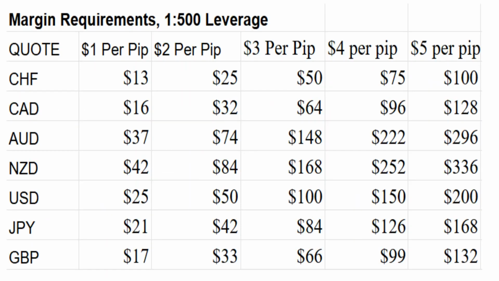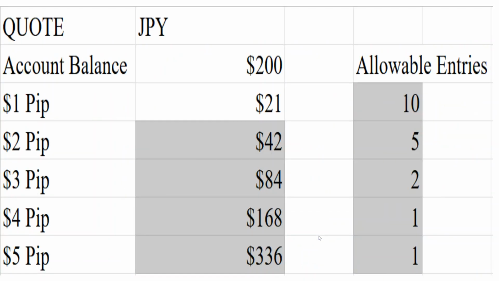Now let's try another example with the yen pairs. First thing I need to do, if I'm looking at a pair that looks good and it ends in JPY, to make $1 per pip, I need an account of at least $21, and then just double it, so on and so forth. So you've got to know how much money do I have, and how much can I afford to take per pip. So that's how that would go.